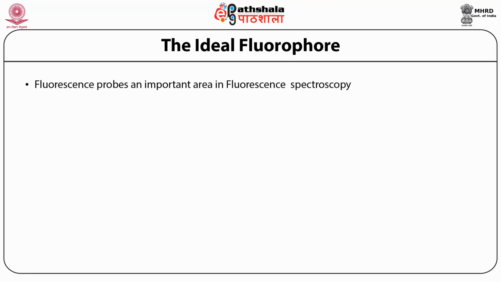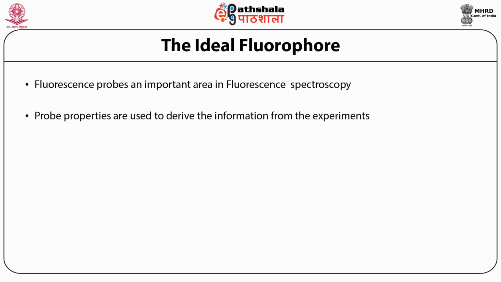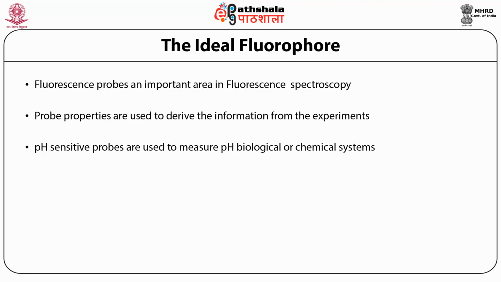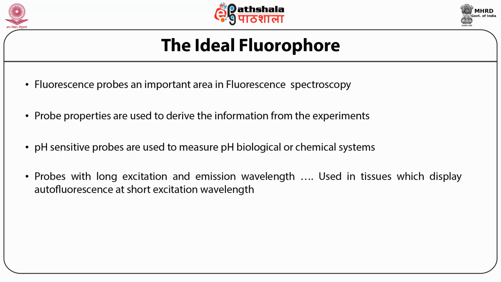Fluorescence probes are an important area in fluorescence spectroscopy. Probe properties are used to derive information from the experiment about various biological materials or biological systems. pH-sensitive probes are used to measure the pH of biological or chemical systems. Probes with long excitation and emission wavelengths are used in tissues which display autofluorescence at short excitation wavelengths.